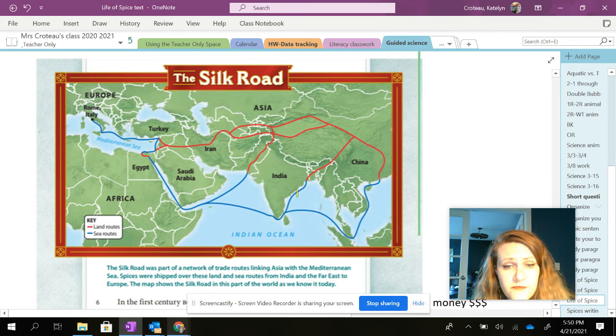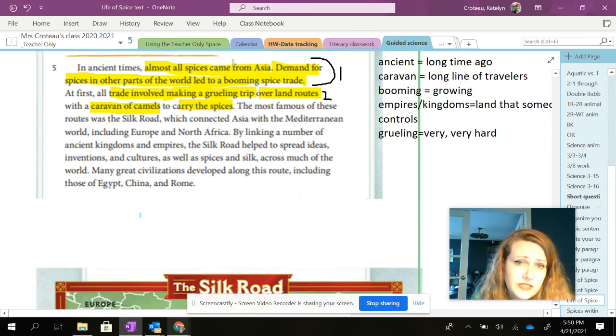The Silk Road is so famous that really we probably should say something about it. I mean, it says the most famous. So let's see. Most famous of these routes was the Silk Road.